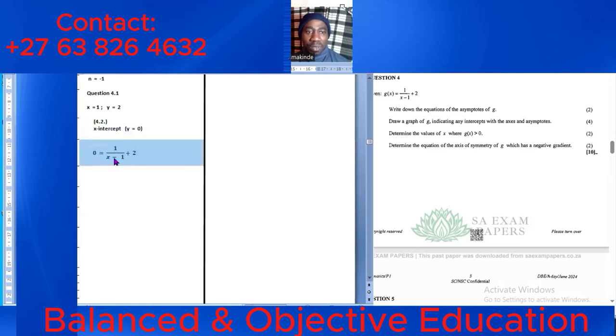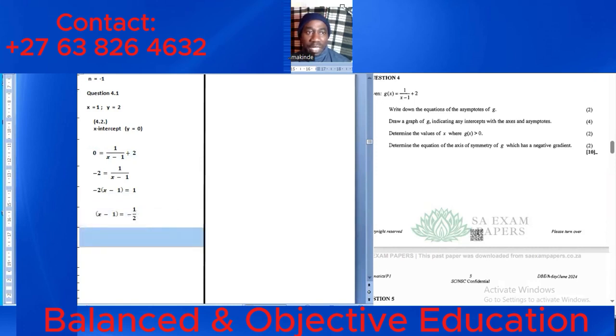So it means that 0 would be equal to 1 over x minus 1 plus 2. Now we can make x the subject. To make x the subject, we transfer that plus 2 to the left-hand side. That makes minus 2 equals 1 over x minus 1. And we can solve that further. So if we cross multiply, we have negative 2 into x minus 1 equals 1. So we can divide both sides by negative 2. So we have x minus 1 equals negative half.